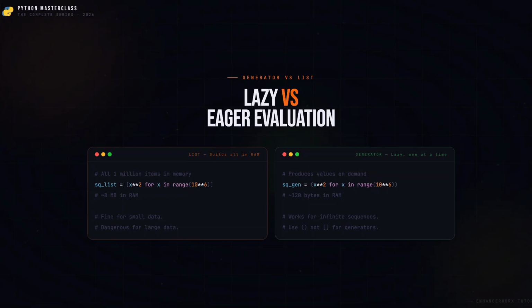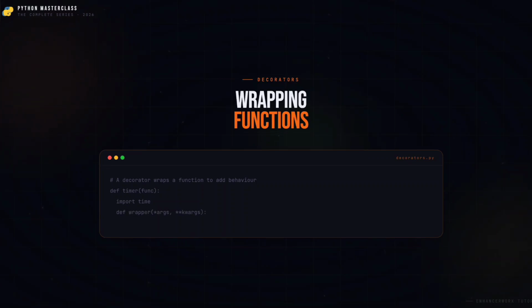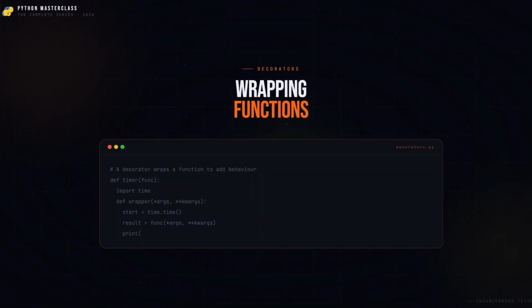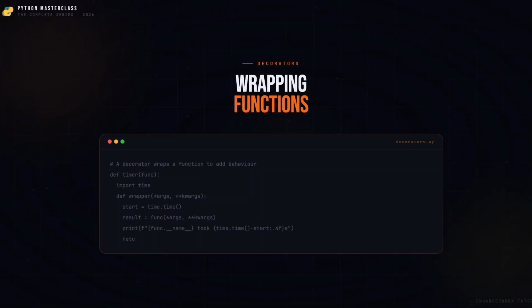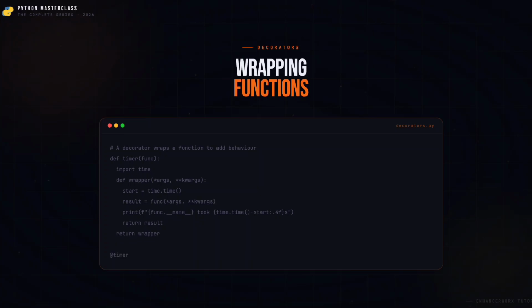A decorator is a function that takes another function as input, wraps it with extra behavior, and returns the wrapped version. The @ sign syntax is just a shortcut for passing a function through a decorator. The timer decorator in this example measures how long any function takes to run. Decorators are used everywhere in Python frameworks. Flask uses them for routes, Django for authentication, PyTest for test configuration.